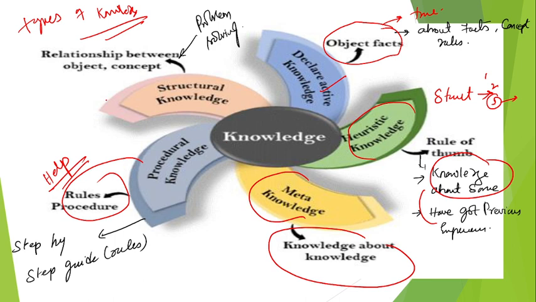Structural knowledge, relationships. What are the concepts? How is the problem solved? What are the relationships between objects and other things? So structural is nothing but relationship. Declarative is nothing but about facts. Heuristic means that you have knowledge about the next step, what is going to happen, or previous knowledge. Meta is knowledge about the data, procedural knowledge is nothing but help knowledge. These are something about types of knowledge.